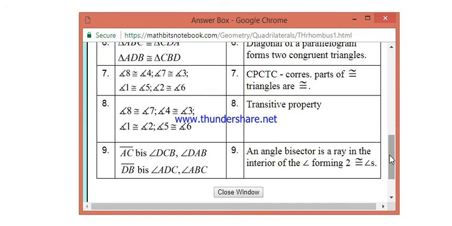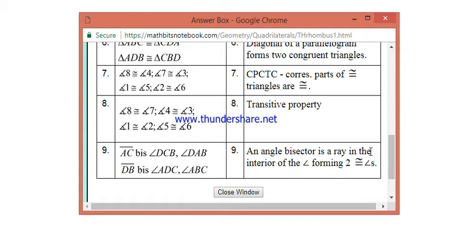For number 7, angle number 8 is congruent to angle number 4, angle number 7 is congruent to angle number 3, angle number 1 is congruent to angle number 5, and angle number 2 is congruent to angle number 6. The reason is CPCTC. Corresponding parts of congruent triangles are congruent.